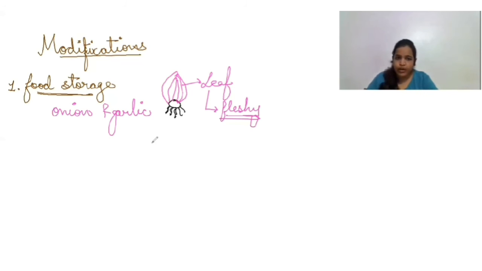Just like that, garlic also has the same thing. This is the disc, this is the stem, then it has roots, and then the main garlic which we eat, these structures which are present in a curled form like this. We peel off the main thin layer and then we eat it. That complete part is actually the leaves of the garlic. Clear? So here we are done with the first modification. See, out of 4 we have completed 1.